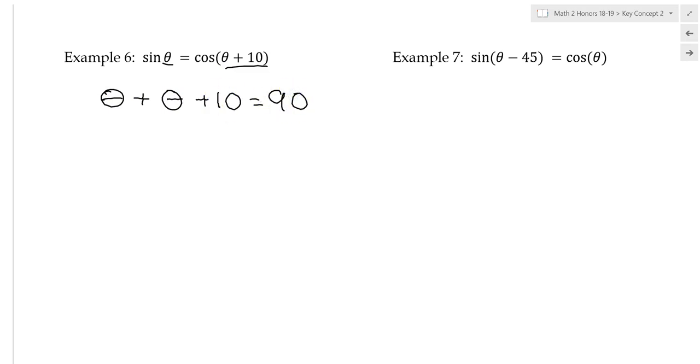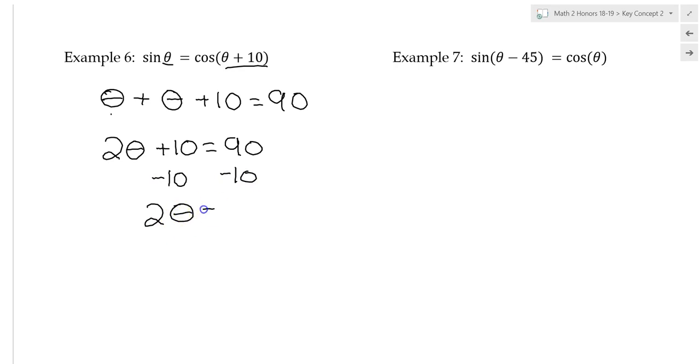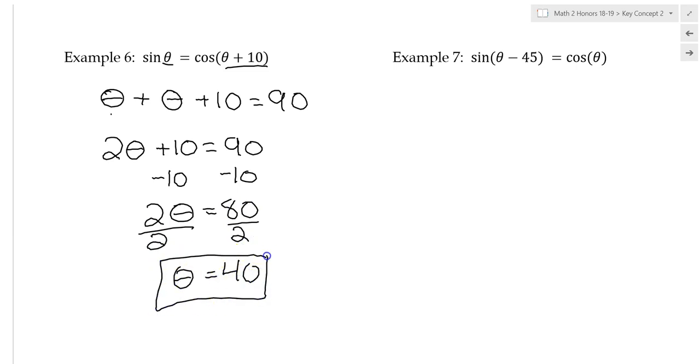This one's a little different. I have to simplify first. Theta plus theta is 2 theta. So 2 theta plus 10 equals 90. Now I'm solving. Always deal with addition and subtraction first. Then multiplication or division. Theta equals 40.